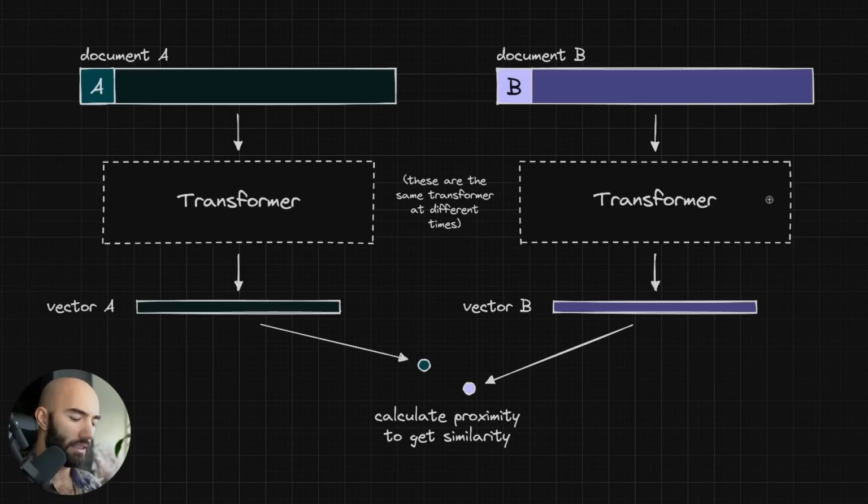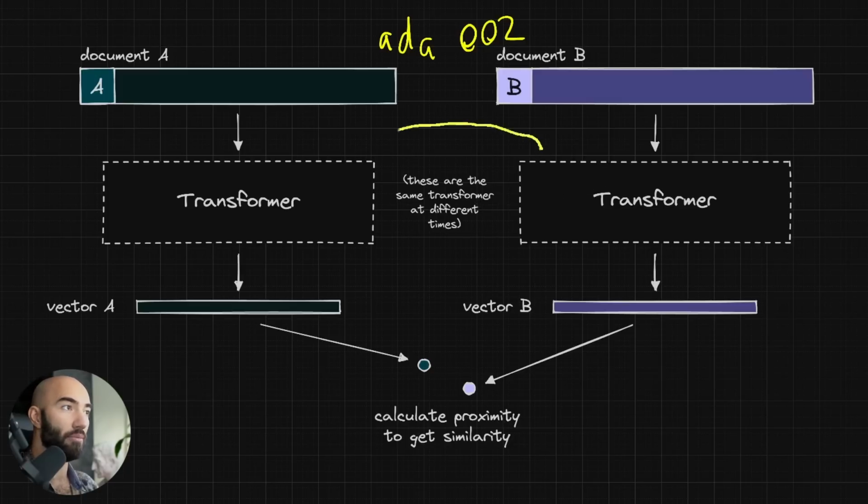So let's talk about that very quickly. This is what an encoder model is doing. So this is encoder / retriever. So this is like your Ada 002. Now, what it's doing is we have a transformer model. So these are the same transformer model.